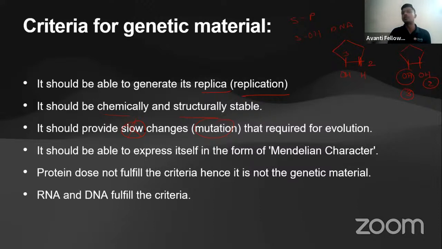Whereas when it comes to the two candidates, there is DNA and RNA. Both of them fill the criteria, and they both are genetic material. Understand this point: all living organisms majoritarily have DNA as a genetic material, whereas RNA is seen as a genetic material in viruses. Even they at one point convert themselves into DNA for expression. Understood? So this is about whether DNA is a genetic material.